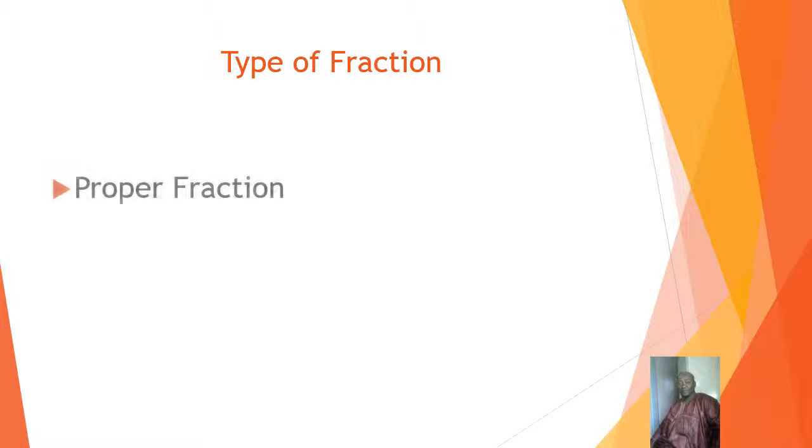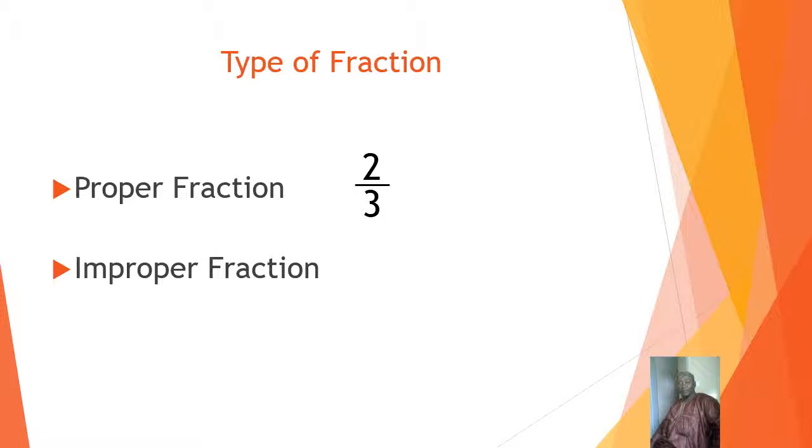Now let's look at the types of fraction. The first type of fraction is a proper fraction. This fraction can be identified when the numerator is smaller than the denominator. An example of that is 2 over 3. The next type of fraction is the improper fraction. This fraction can be identified when the numerator is greater than the denominator. An example of that also is 3 over 2.